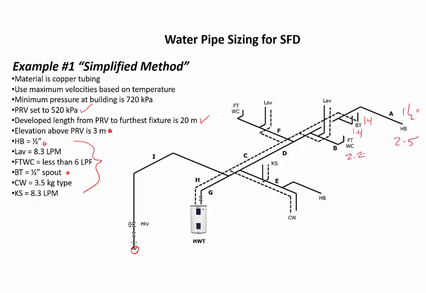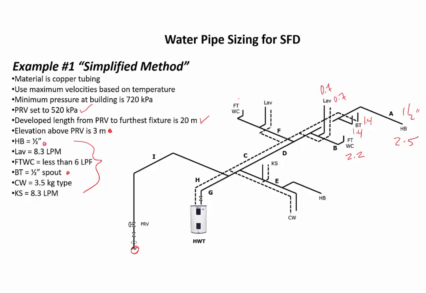Lavatory, 0.7 hot, 0.7 cold. And then we've got a few other typical fixtures there as well. Looks like a powder room over to the left with another flush tank water closet, another private use, 8.3 liter per minute lav. So those are, again, 0.7, 0.7, 2.2 for the flush tank water closet. We're going to add all these up in a minute.